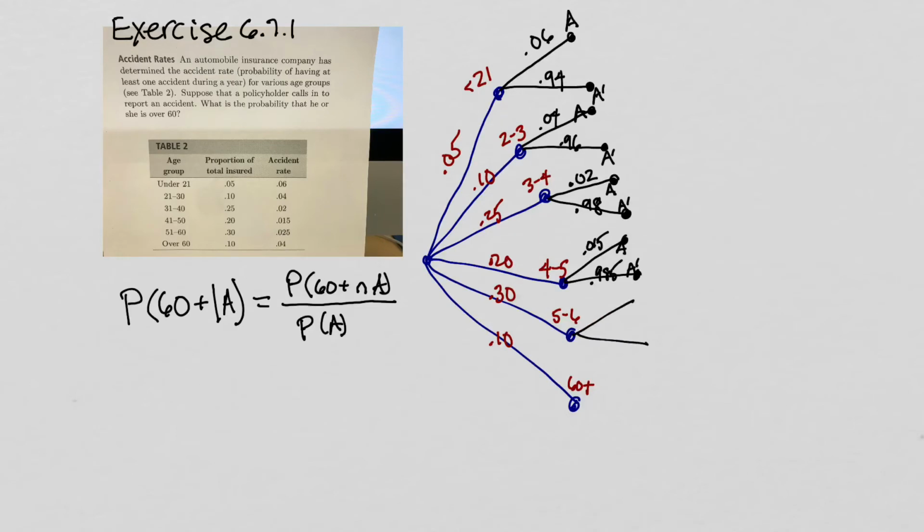In this range here, 51 to 60, accident, no accident. Our rate right here, 51 to 60, is 0.025. So the probability of not being in an accident, 1 minus 0.025, is 0.975. And then finally, for being over 60, the probability of being in an accident is 0.04, so this must be 0.96.